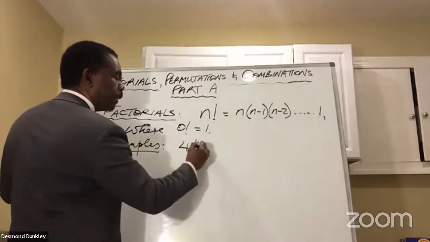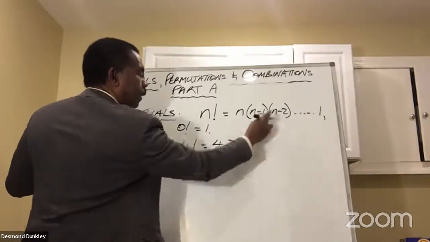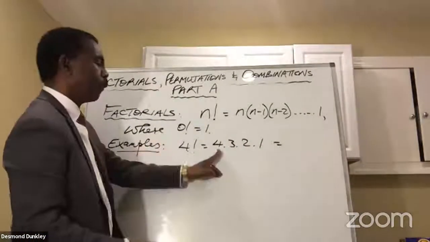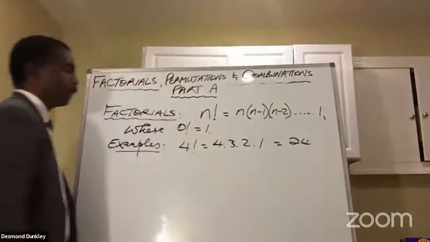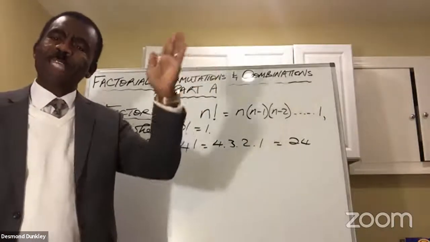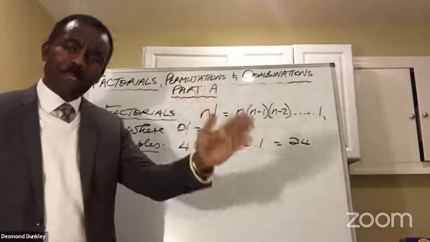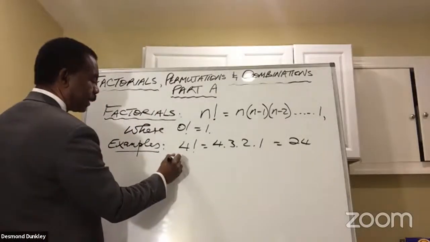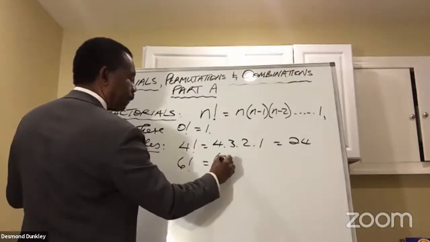Example. 4 factorial is equal to 4 times 3 times 2 times 1. And that equals 4 times 3 is 12, 2 times 12 is 24. So 4 factorial is 24. So you keep decreasing by 1 until you get to 1: 4 times 3 times 2 times 1. That is 4 factorial.